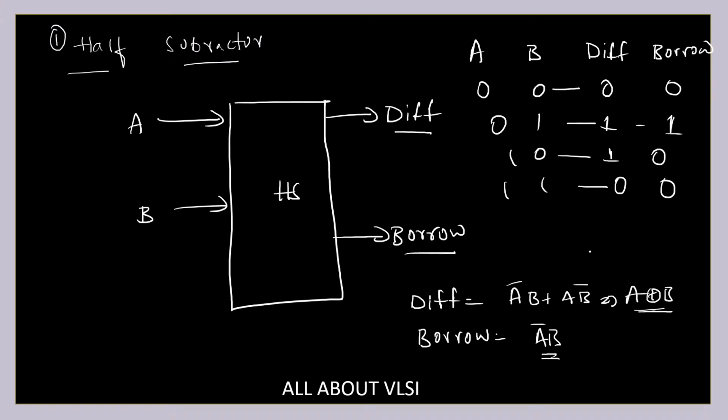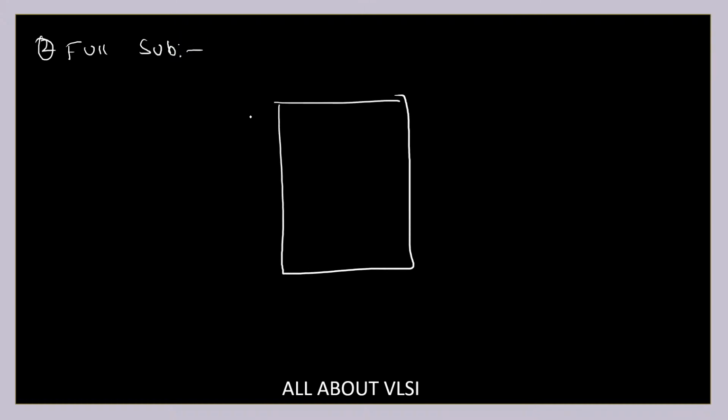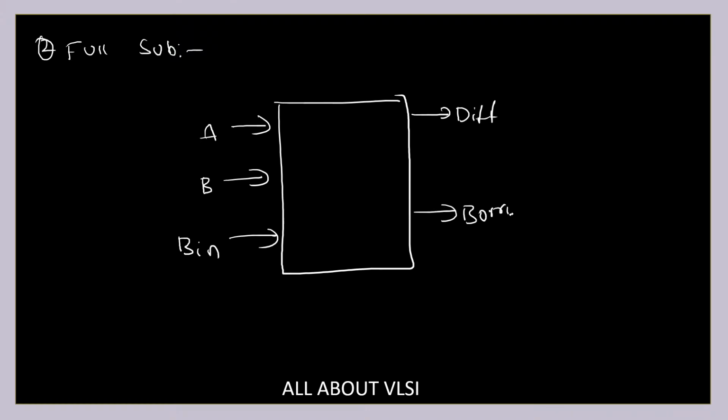Now, this is about my half subtractor. Now coming to my full subtractor. A full subtractor is going to have three inputs, unlike our half subtractor. So coming to my full subtractor, I have three inputs: A, B, and the borrow input B in. And I have outputs difference and borrow out. So these are the inputs and outputs of my full subtractor. And I'm going to have the truth table like this, with three inputs A, B, B in, and two outputs, difference and borrow out.